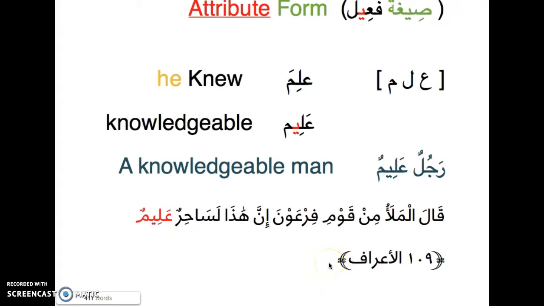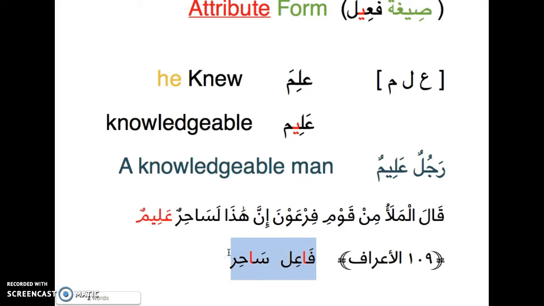One example in Al-A'raf, قال الملأ من قوم فرعون إن هذا لساحر عليم. So the nominal sentence here is ساحر عليم. Sahir is a magician, I think it could be magician, and you can see it's in the form of fa'il. If you remember fa'il, it's just a small review. Sahir, you can see, is in the form of fa'il. So Sahir, Alim, a knowledgeable wizard or magician.